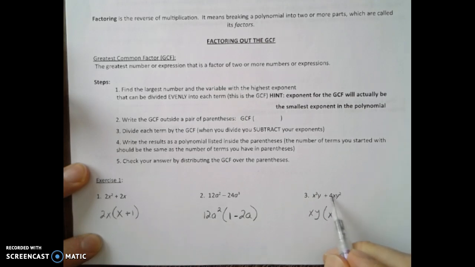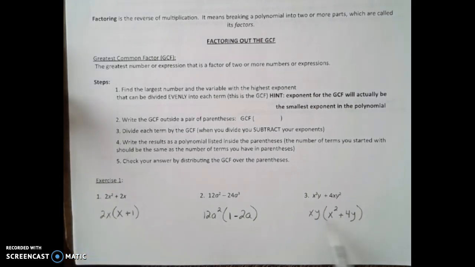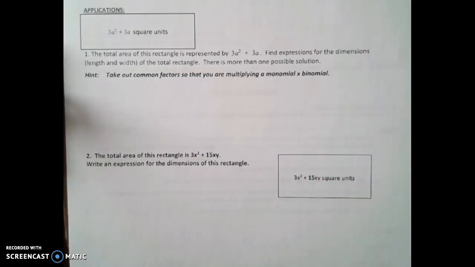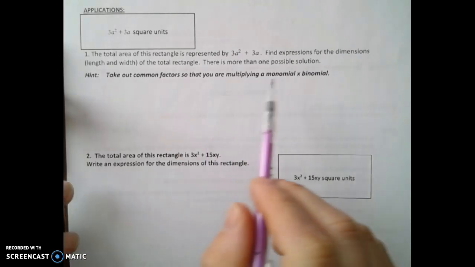And when I divide 4xy squared divided by xy, that's going to leave me with 4y. And so I get the answer xy times x squared plus 4y. In the next section, we have an application of factoring. We have a rectangle whose area is 3a squared plus 3a, and I want to find expressions for the dimensions, which are the length and the width of our rectangle. Now, there's more than one possible solution.